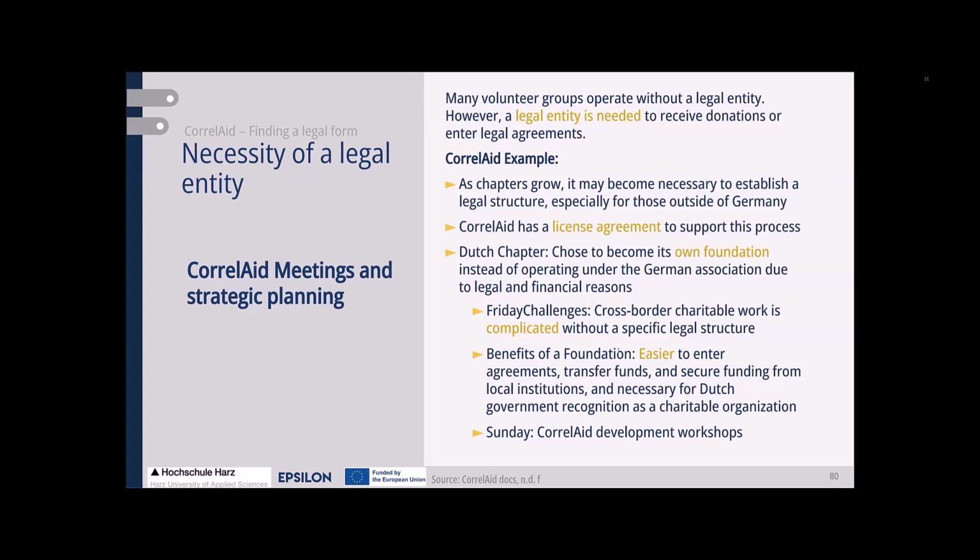For instance, in Germany, CorrelAid has a license agreement, but they also have a Dutch chapter, and the Dutch chapter chose to become its own foundation instead of operating under the German association due to legal and financial reasons. So that means every initiative has to decide, depending on their location, their dimension, the donations they receive, and the project they want to tackle, in which legal entity they want to organize themselves.